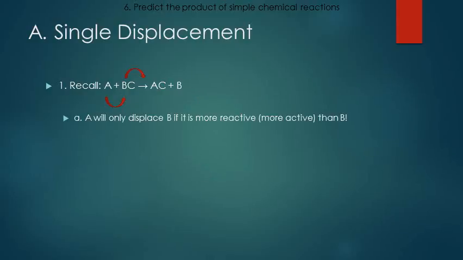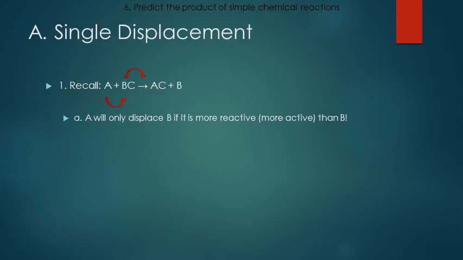However, A will only displace B if it is more reactive or more active than B. Those terms are oftentimes used synonymously in chemistry. So if A is more reactive than B, then the reaction we're showing up here will in fact happen. If it's less reactive or less active than B, it won't.